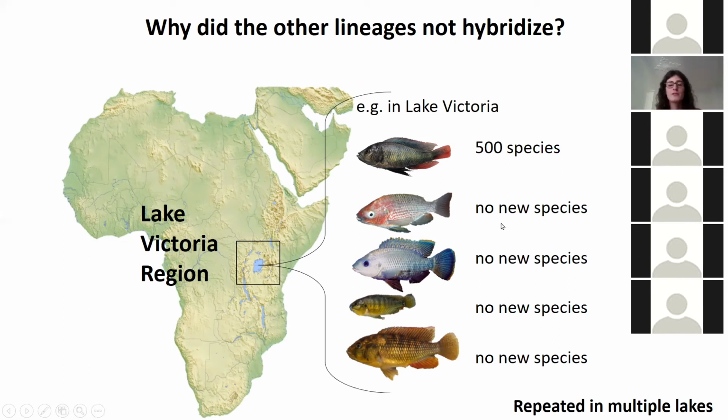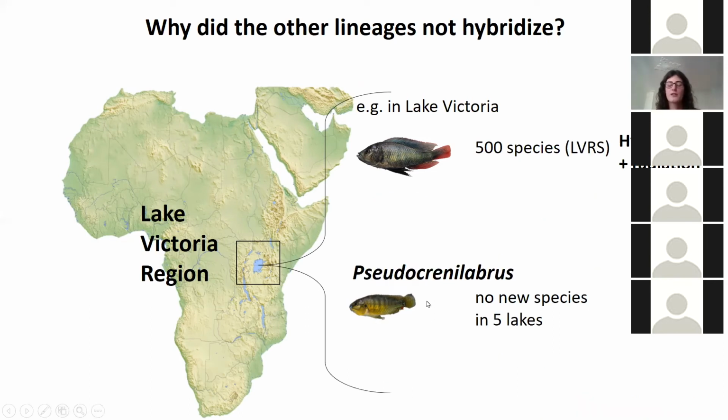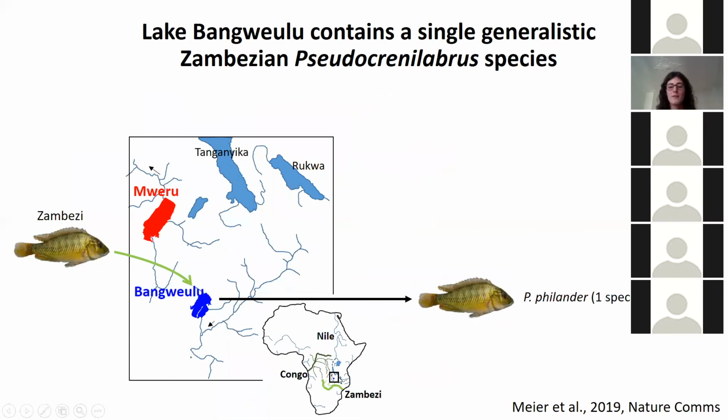And the reason is very simple. These cichlids here, they don't have close relatives. And so hybridization just never occurred. But this lineage here, the Pseudocrenilabrus, it colonized all the different lakes in the region. It never hybridized because there is no closely related lineage nearby. And it never speciated. But it also colonized Lake Mweru and Bangweulu further south. So here's Lake Victoria and here's Bangweulu and Mweru. Further south in the region, a Pseudocrenilabrus representative colonized Lake Bangweulu and didn't speciate either.